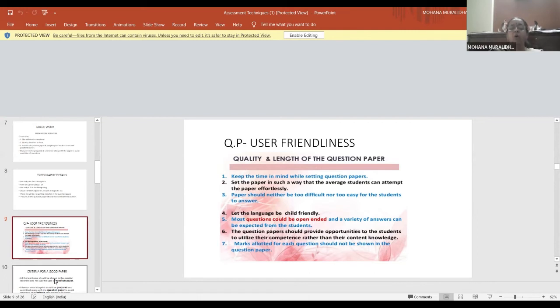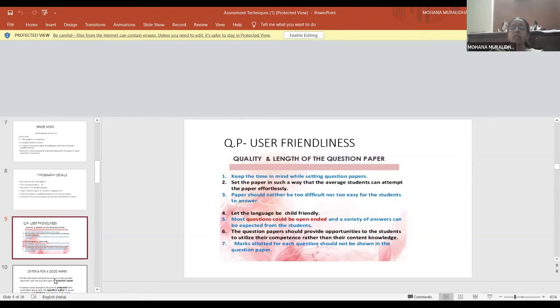Most questions should be open-ended, and a variety of answers can be expected from the students. Question papers should provide opportunities to the students to utilize their competence rather than content knowledge. There is no point in giving questions for the sake of it. It should provide opportunities to utilize their competence rather than their content knowledge.